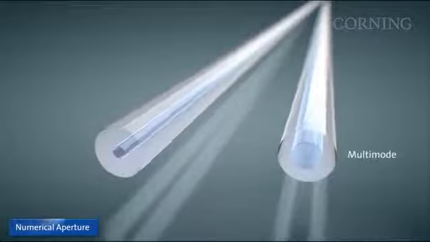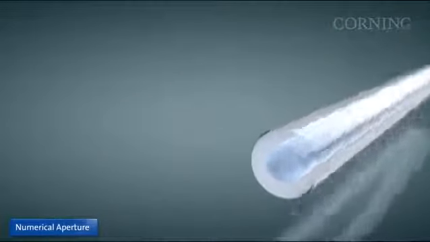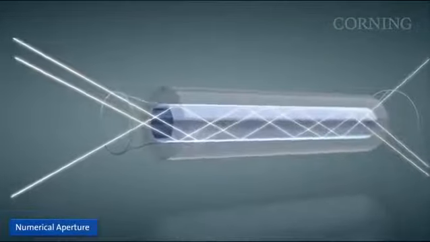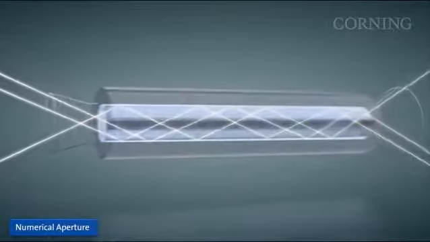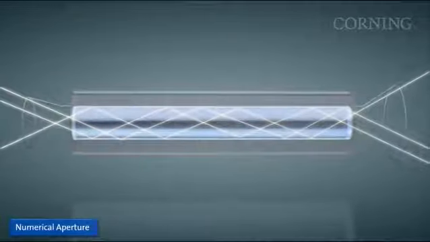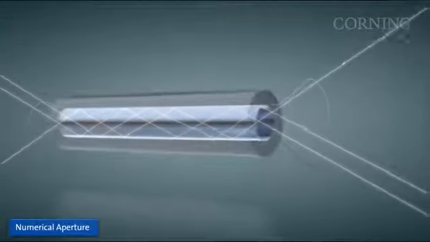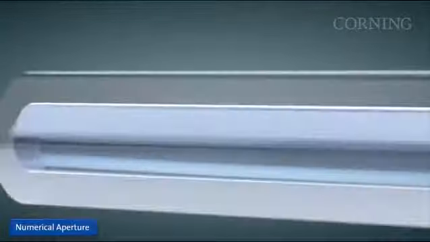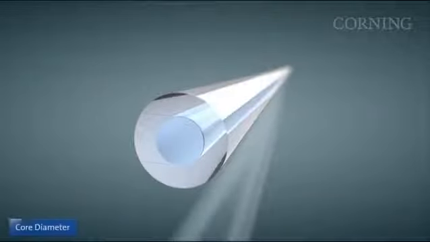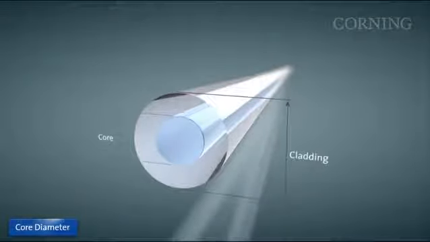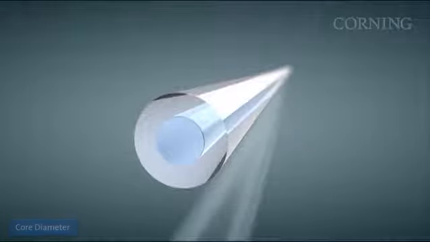Multi-mode fiber has two important characteristics, numerical aperture and core size. Numerical aperture is the measure of the angular range of acceptance of light into a fiber. The angle over which a fiber accepts light depends on the refractive indices of the core and cladding glass. Core diameter is a fundamental design parameter of multi-mode optical fiber. The larger the core, the more modes of light can propagate through the fiber. Multi-mode fiber has a much larger core size than single-mode fiber.